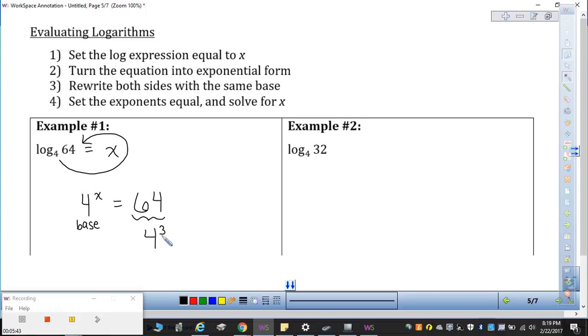If you think about that chart that we glued into your notebook a few weeks back, it was a green chart. It had a list of common squares, cubes, fourths, and fifths. That may be a helpful chart to look back at when you're evaluating logs. Now that we have the same base, we're going to set the exponents equal and solve for x if needed. In this problem, if 4 to the x equals 4 to the third, then we could conclude that x equals 3.